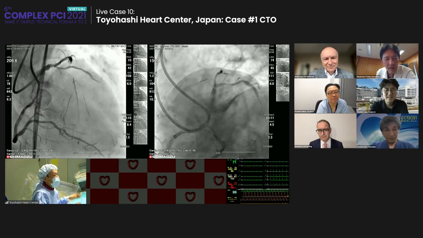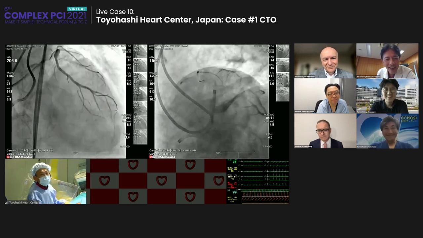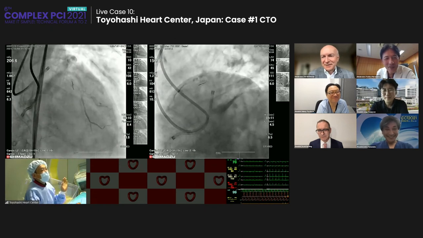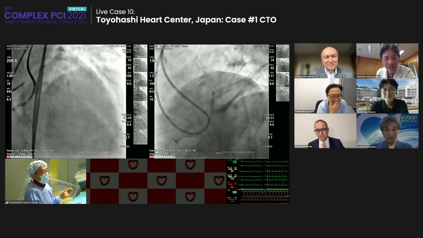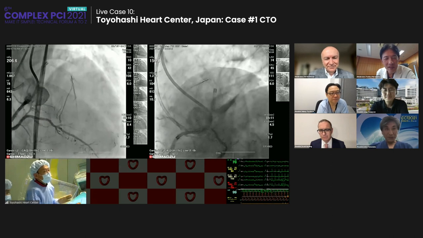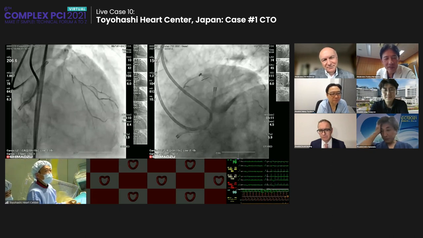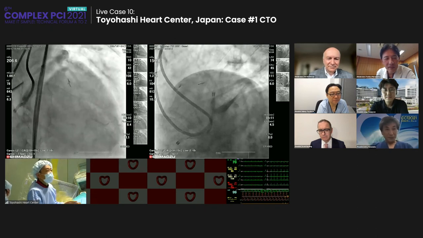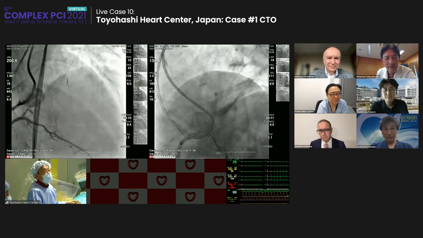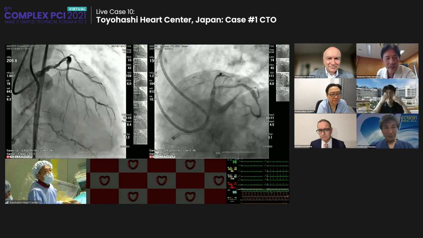Yeah, I fully agree with you. But the filter wire is still well used in Japan because we don't have the 2b3a, so we cannot use it. That's why, for emergent cases, still now in Japan, the filter wire is very frequently used.